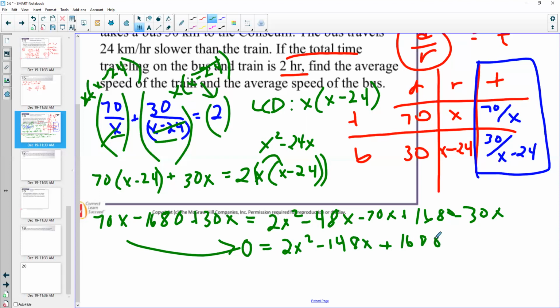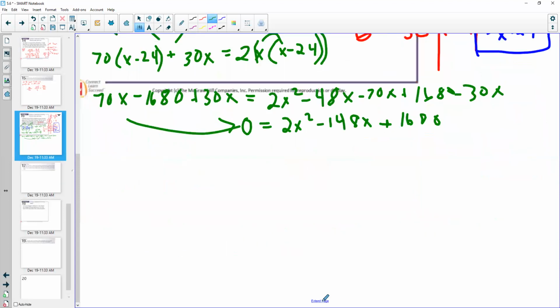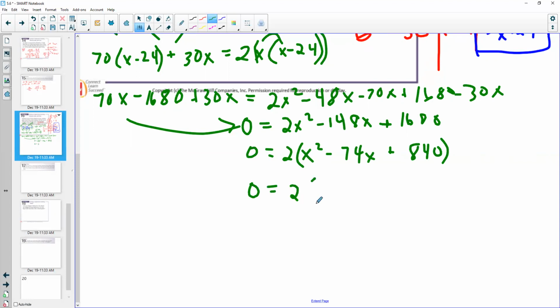All right, now you see where we're going. We're at the factor stage. All right, so everything is even here. Let's pull out a 2. So I get X squared minus 148 divided by 2 is 74, X plus 840. Take a minute, do some factoring. Don't lose your 0 and your equal sign. All right, so the 2 stays here. I will tell you the factors here should be minus 60 and minus 14.